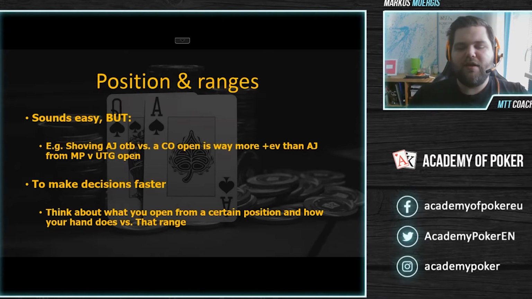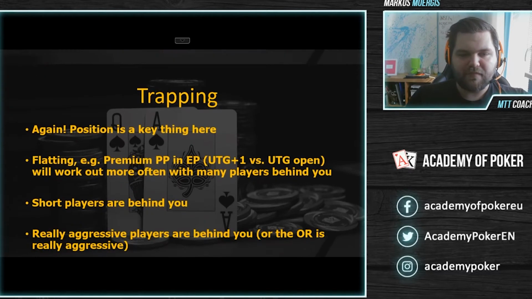And when you do range training, you might be in a bit of a tricky situation where you're not sure. Just take a moment, breathe, and say, okay, I will open this and this and this, and my hand looks pretty good versus that range. So I will be ahead most of the time, or I will have my 50% because it's a flip most of the time and stuff like that. So just think about those things.